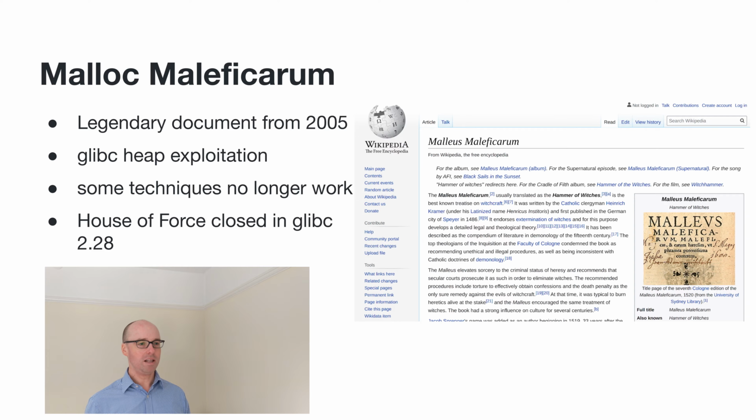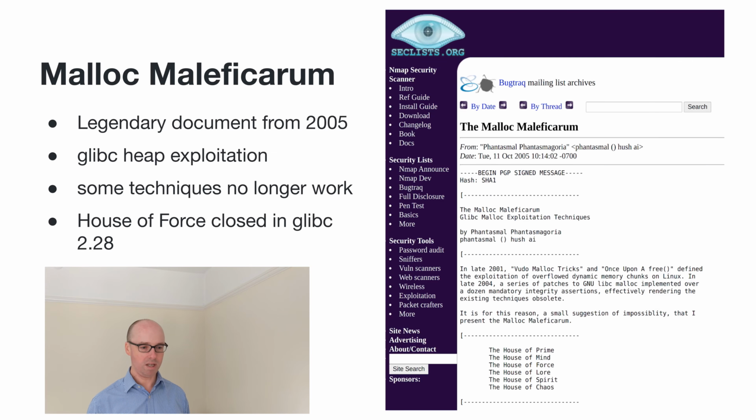The malloc maleficarium is named after this document called the Malleus Maleficarum, which is an exceptionally unpleasant document from the Middle Ages about witchcraft. The bit that I'm not quite sure about is where these house names came from. It's certainly not mentioned in the Wikipedia article. So I think maybe those names, like the House of Prime and so on, were actually invented by the author of Maleficarium rather than the Malleus Maleficarum.